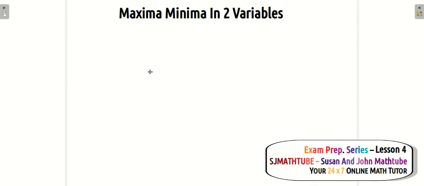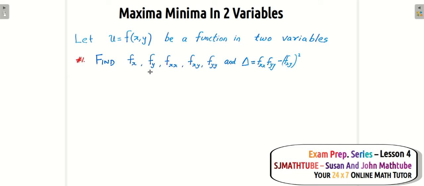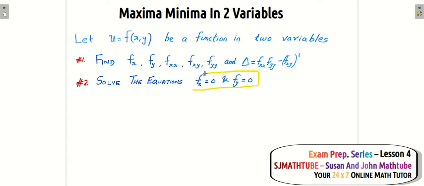Okay, now let's move ahead to maxima minima in 2 variables. So let's go through the theory in a really fast manner. So let u equal to f of xy be a function in 2 variables. Now look at this. The conditions are not given. There are no conditions at all. So what you do is you find fx, fy and something called delta. That is this quantity. Now you are asked to solve these 2 equations. And remember, when you solve this, you should write the points in the form x comma y.